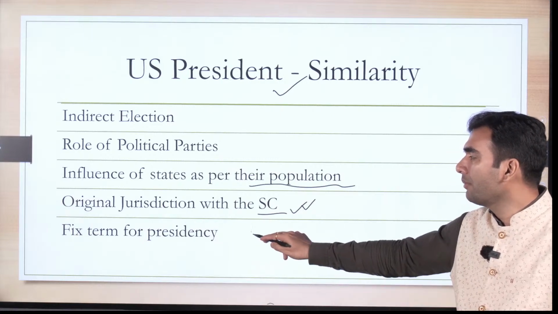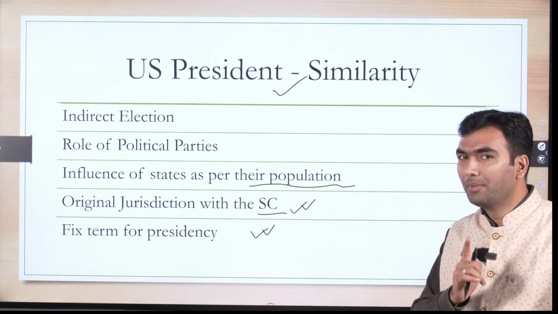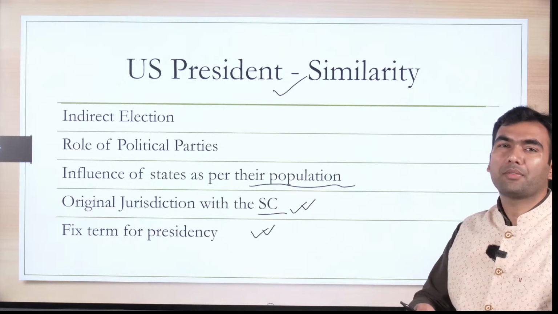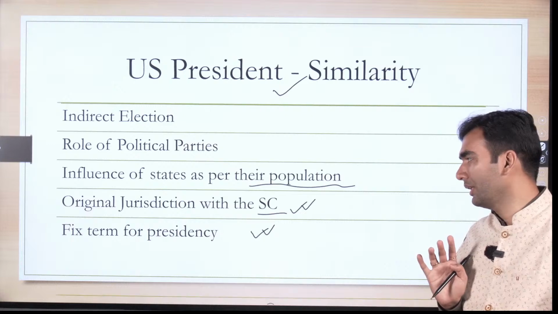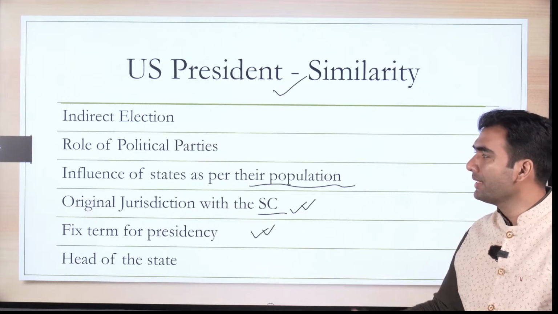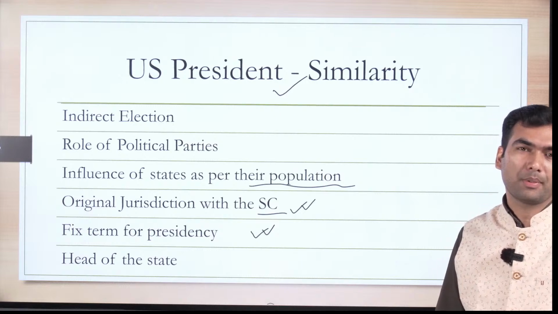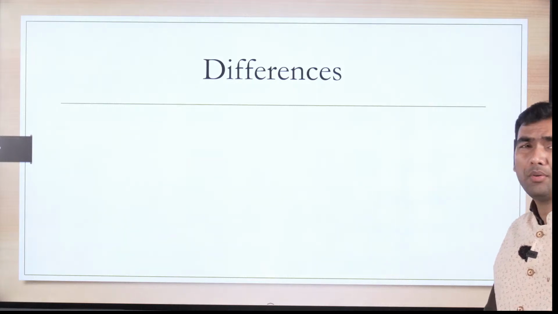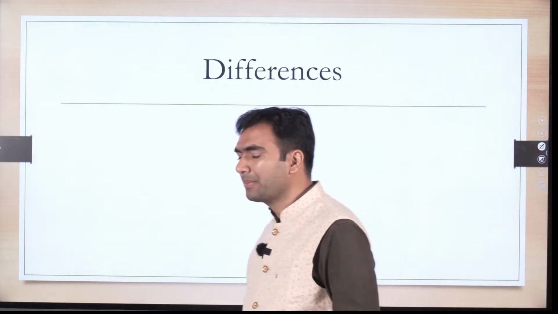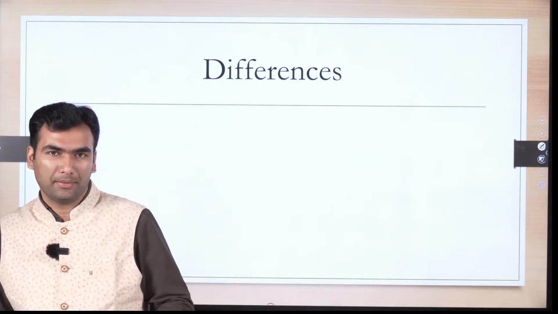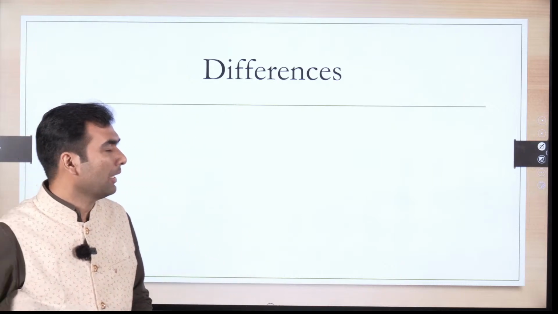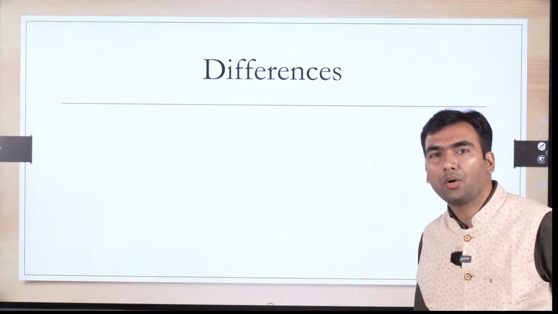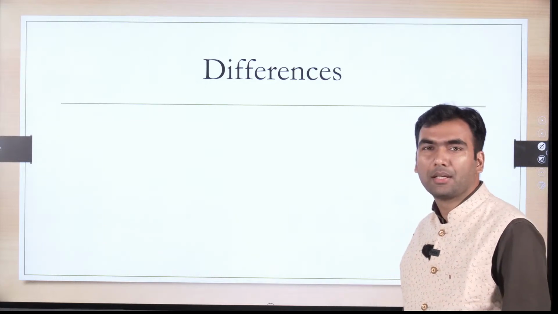Then there is a fixed term for presidency. In India also the term is fixed, 5 years in case of the president. In US the term is different, but it is fixed, that is 4 years. Okay, and in both the cases they are the head of the state, the US president as well as India's president. Before moving further, I will tell you how the US presidential election is conducted. Since today we are having an election in the United States, it's important that we give some time to understanding how the US presidential election is conducted.